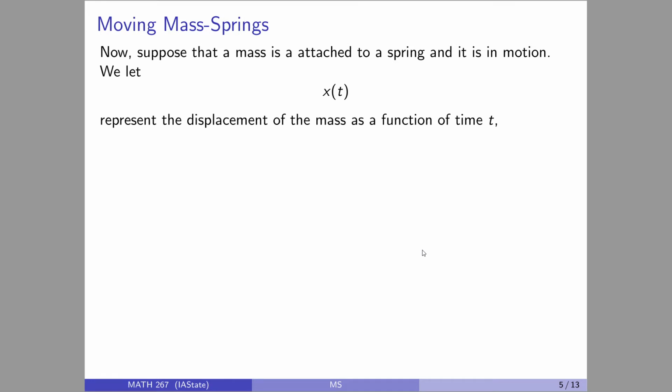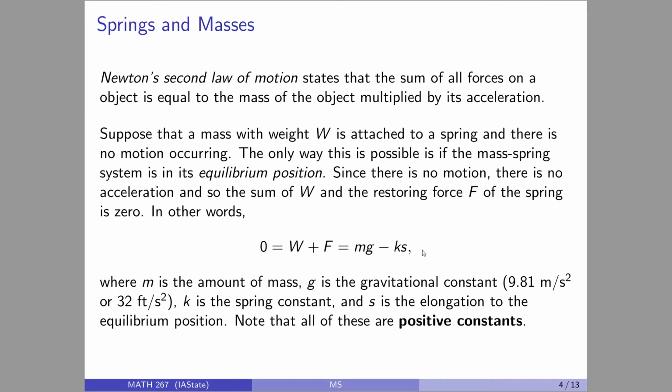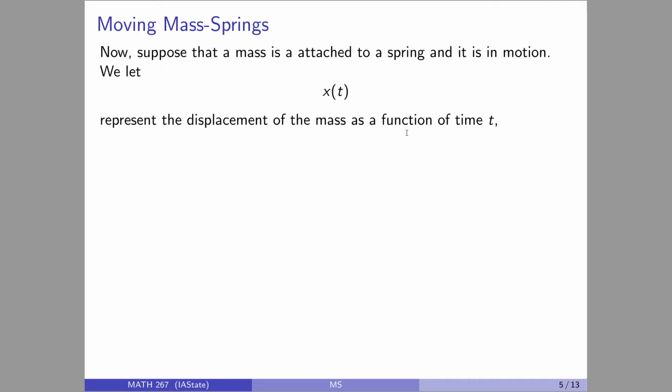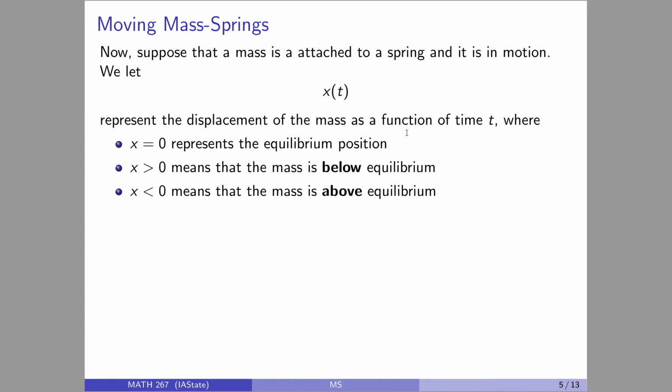Okay. So let's let x of t represent the displacement of the mass then as a function of time t, where time will be whatever units they need to be, and for us, because of the gravitational constants, we'll stick with seconds. Okay, so now let's note some things that are built into all of our assumptions here. So the displacement, we're going to agree that x equals 0 is the equilibrium. So if there was absolutely no motion going on and the mass and the spring were in harmony, x of 0 is where that is, whatever that location needs to be.